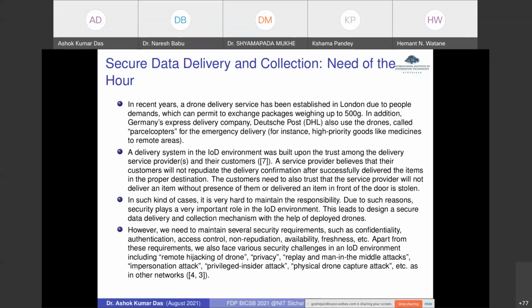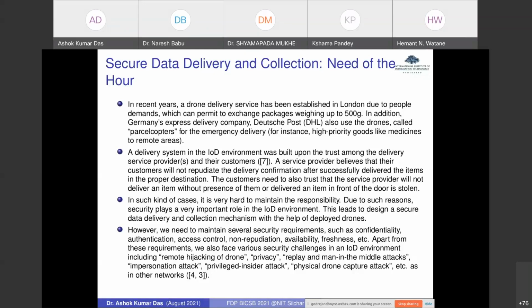But in practice, such trust does not always work because it is very hard to maintain responsibility. So in such a scenario, it has been shown that if we apply a security protocol in the internet of drones in order to make the trust management system automatic, then it is the best solution. Towards this achievement, we designed a secure data delivery and collection protocol with the help of deployed drones in such a scenario.